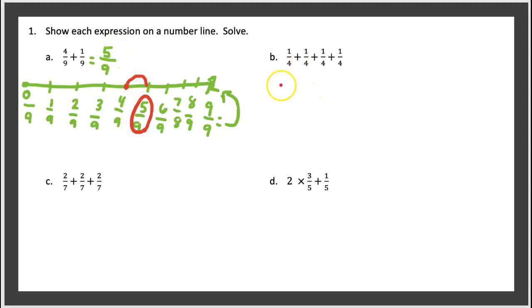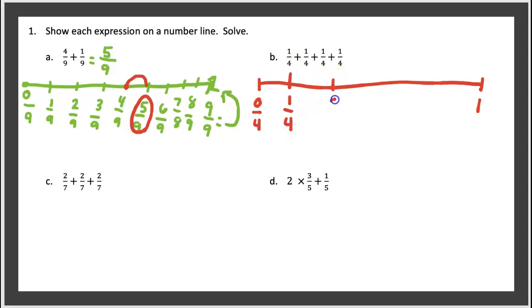All right, so for B, we're going to do the same thing. You have your number line here, okay, and our denominator is 4ths. So we've got 0, and then we've got 1. So this would be 0 over 4. This would be 1 over 4. This would be 2 over 4. This would be 3 over 4. And 1 is equal to 4 over 4.